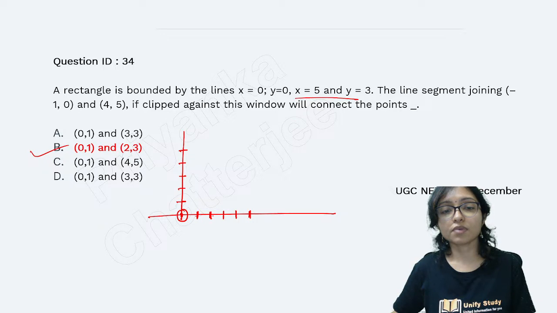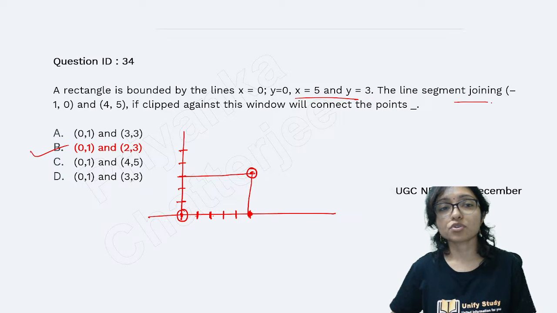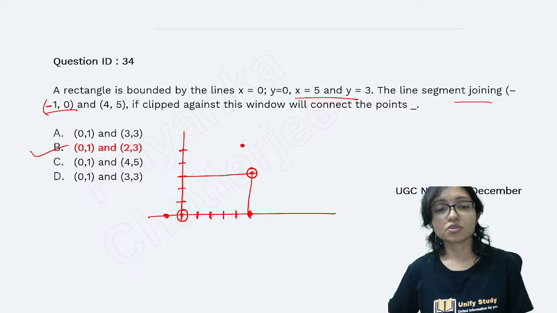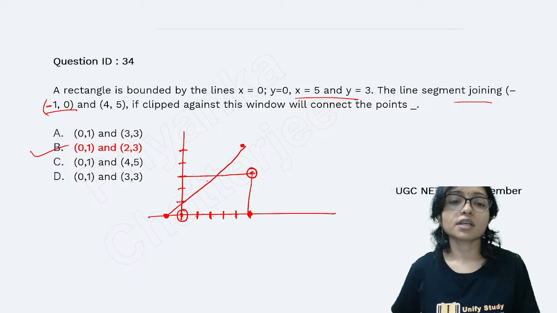Another one is 5, 3. 1, 2, 3, 4, 5. And this is the 3, so 5, 3 position. So this is your rectangle. After the rectangle you have to draw the line segment, that is 1, 0 position, -1, 0. It is actually -1, 0. Okay, -1, 0 position, and 5, 4 and 1, 2, 3, 4, 5. This is the position, so you can draw the line. This line will be like this, and after drawing the line, now you can put the intersection point.